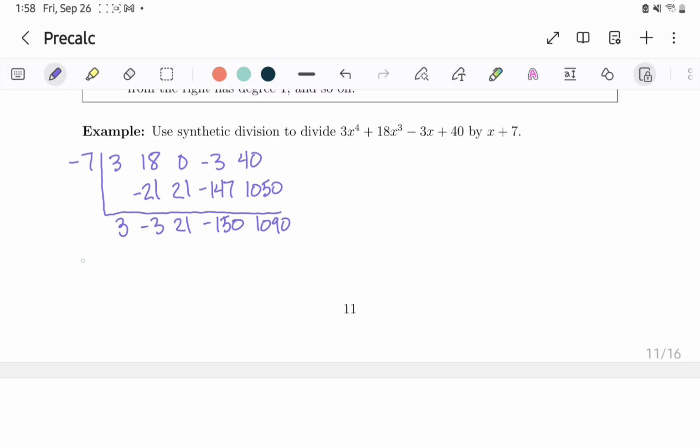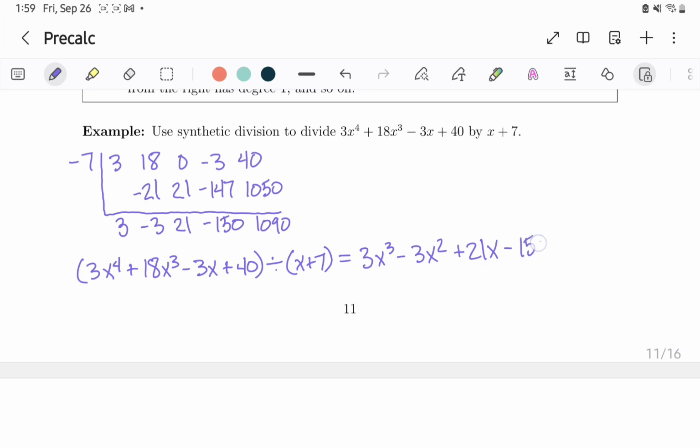So 3x to the 4 plus 18x cubed minus 3x plus 40 divided by x plus 7 is going to be equal to 3x cubed minus 3x squared plus 21x minus 150 and then plus 1090 over x plus 7.